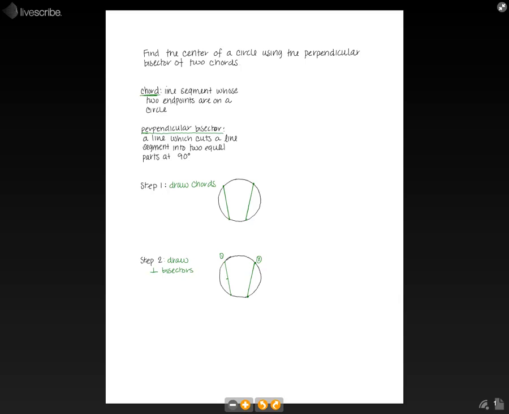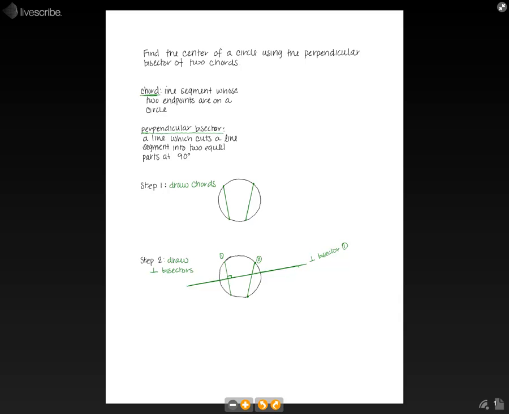Now I need to use my protractor to find out what a 90-degree angle to that is. It's going to be about here. And then I need to draw this line through that midpoint at 90 degrees. So that's going to look like this. So that's my perpendicular bisector of chord 1.